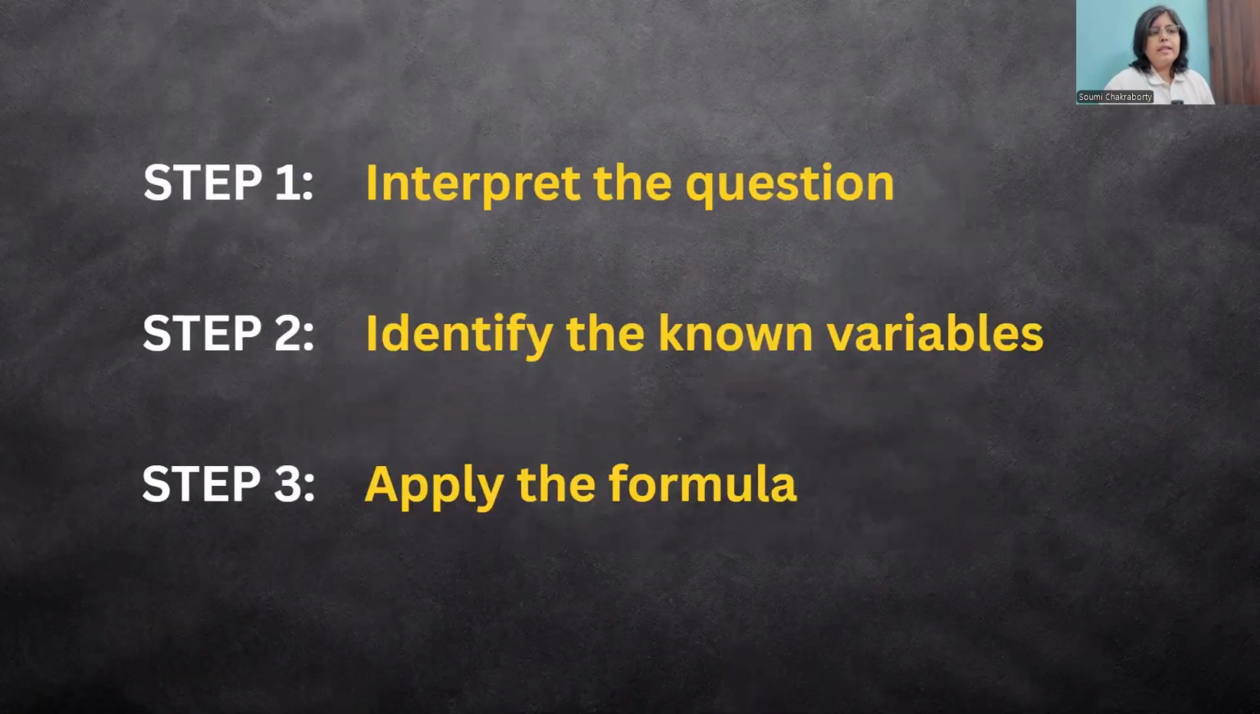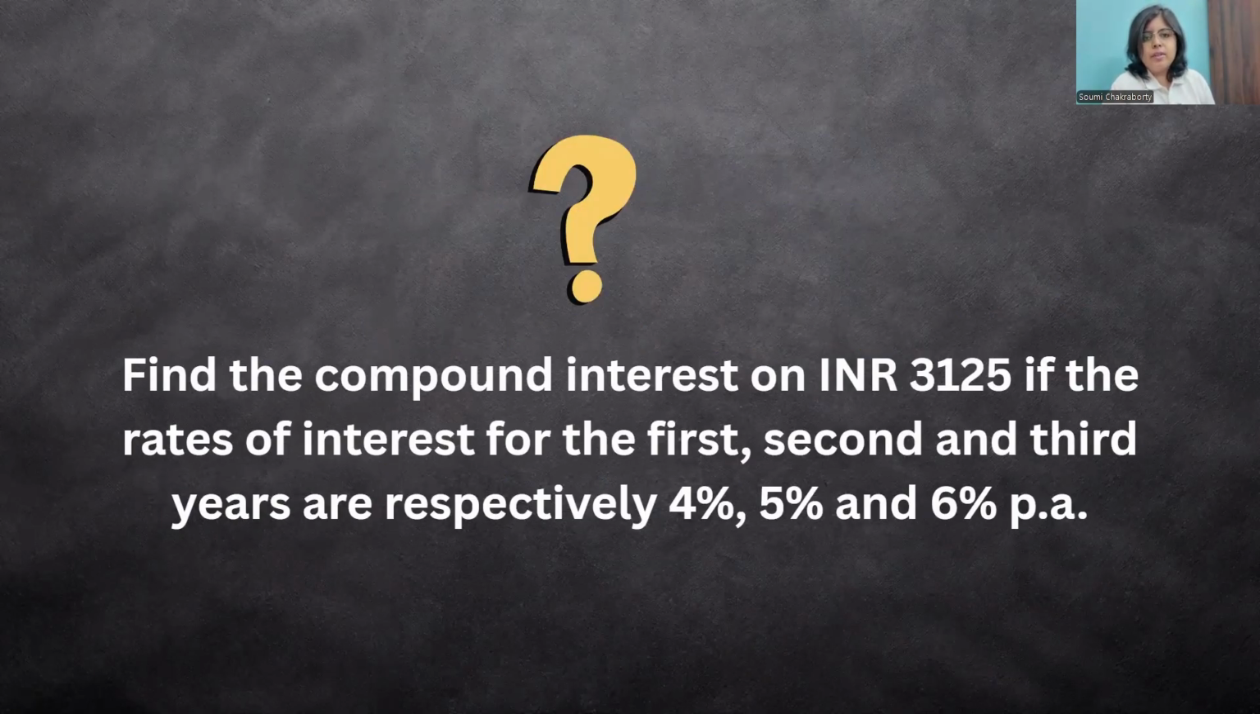Now let's learn the simple step-by-step process of solving any compound interest word problem. As you can see on your screen, the very first step is to interpret the question correctly, followed by identifying which are the known variables, and finally applying the formula without blindly just applying it. Let's solve our first question. Please pause the video for 5 seconds and try it on your own.